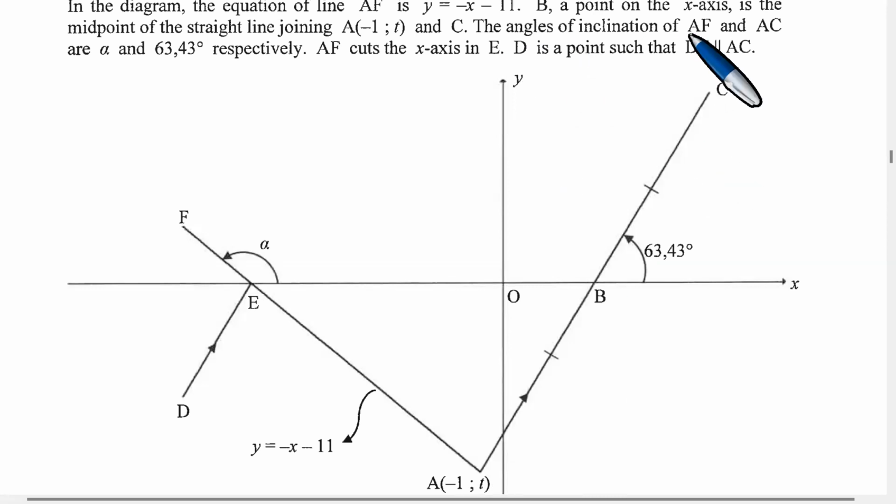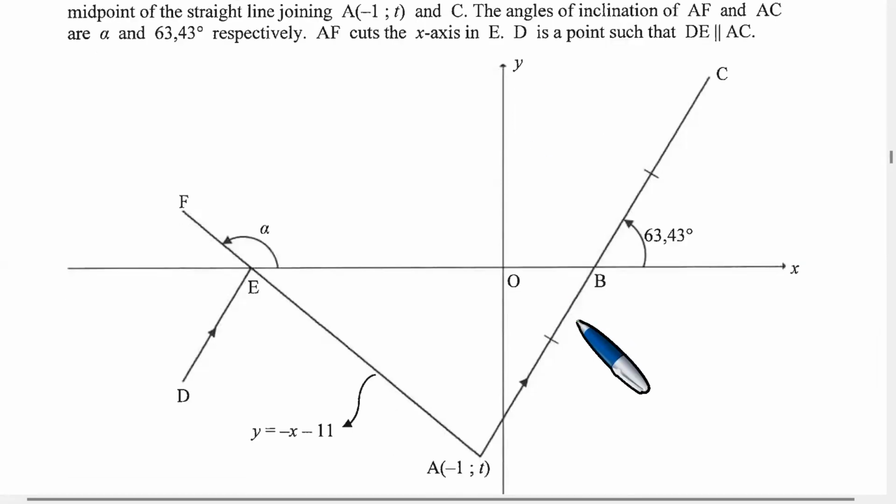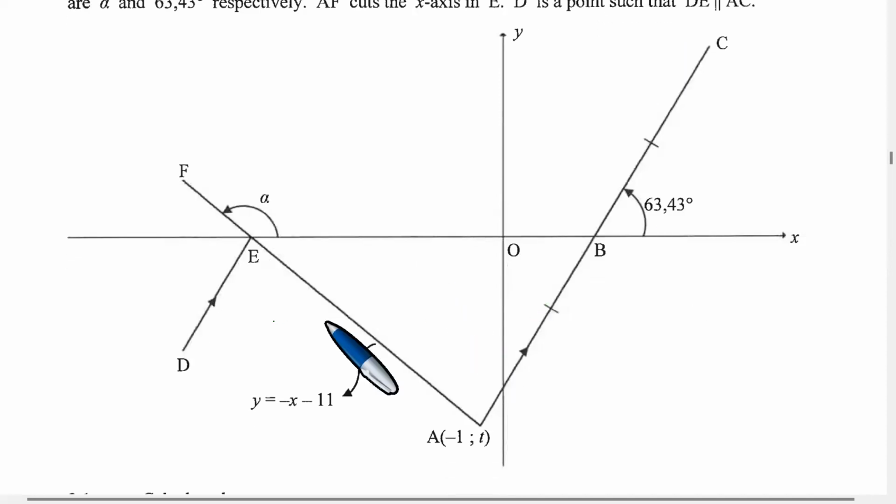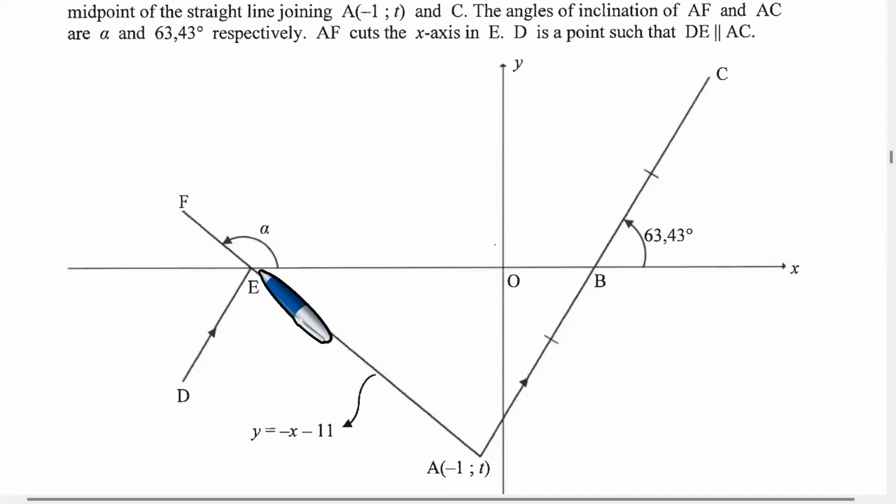The angles of inclination of AF and AC are alpha and 63.43 degrees respectively. AF cuts the x-axis at E. So we have that AF cuts the x-axis at the point E. This is a point such that D is parallel to AC. D is parallel to AC.